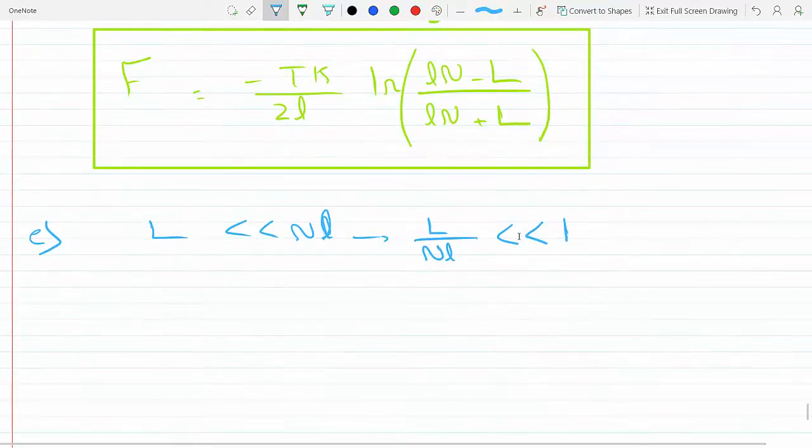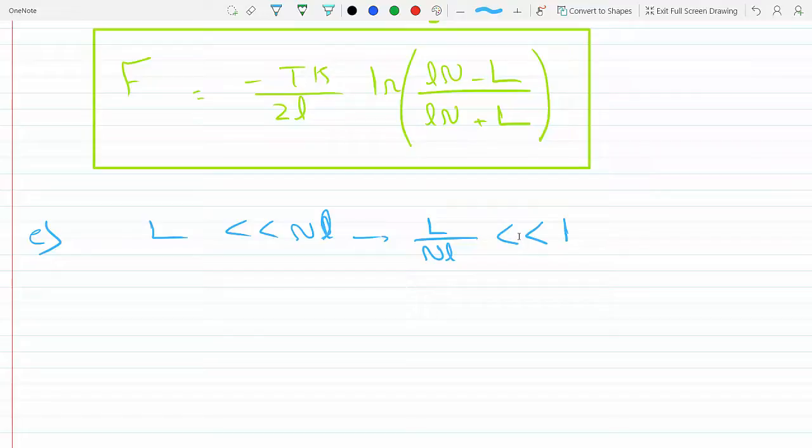Okay, so let's do the approximation for part E. Taking L to be a lot less than nl. In other words, L over nl is a lot less than 1, dividing both sides by nl.